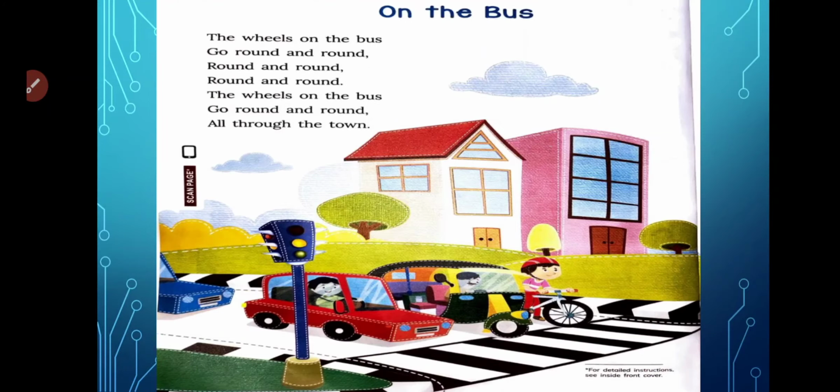Okay kids, now I'm going to explain it. The first paragraph: the wheels on the bus go round and round all through the town. So here, if you observe the wheels, wheels means the tires of a moving vehicle, which also move. How do they move? Round and round. And where is it moving? The bus is moving through all the town. Here, through means from one side to another side. So, the bus moves through all the town.